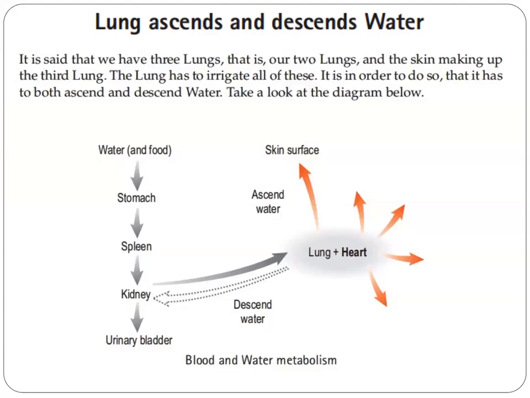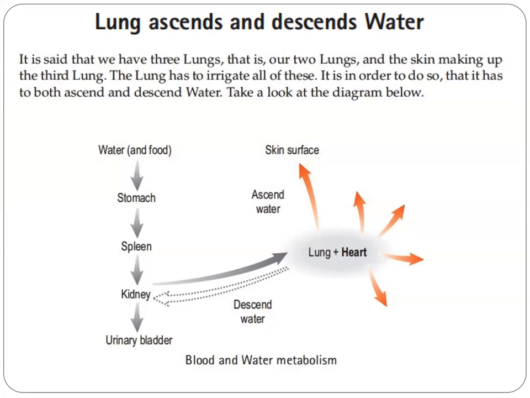The lung ascends and descends water. It is said that we have three lungs. This includes the two lungs and the skin, which makes up the third lung. The lung has to irrigate all of this. In order to do so, it has to both ascend and descend water.